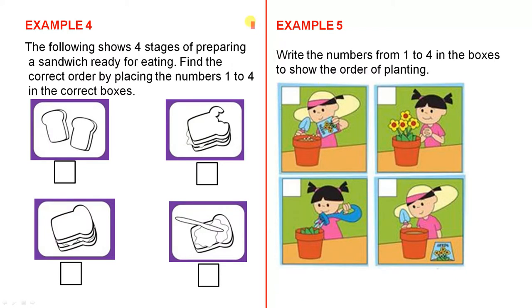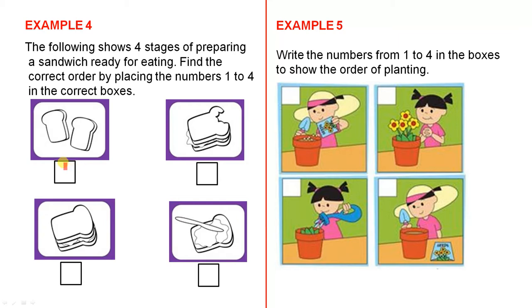Now here are some interesting examples with pictures where the students have to place the events in order. So the next example, the following shows 4 stages of preparing a sandwich ready for eating. Find the correct order by placing the numbers 1 to 4 in the correct boxes. So I'll just do this first one to give you an example of what's required.